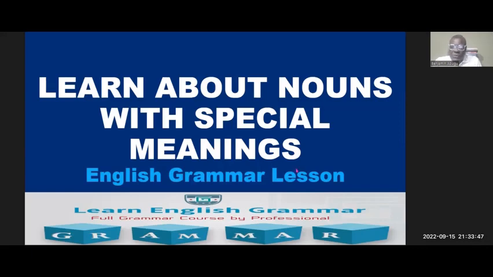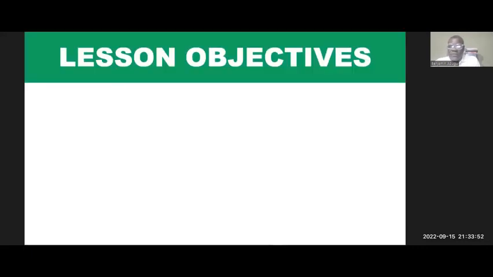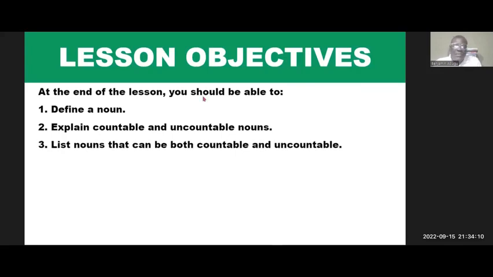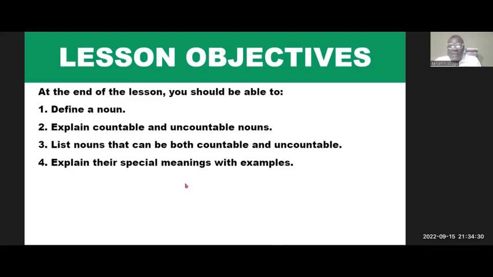Without much ado, let's dive into the lesson right away. We want to begin with the lesson objectives. So at the end of the lesson, you should be able to do the following. 1, define a noun. 2, explain countable and uncountable nouns. 3, list nouns that can be used both as countable and uncountable nouns. And then explain their special meanings with examples.